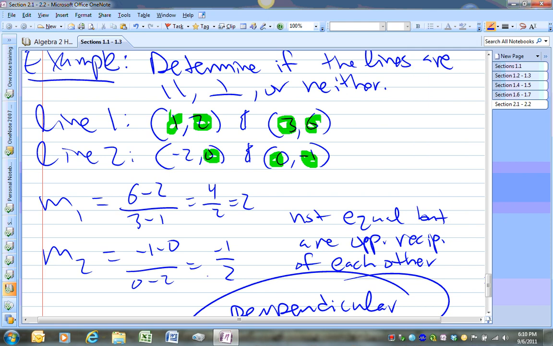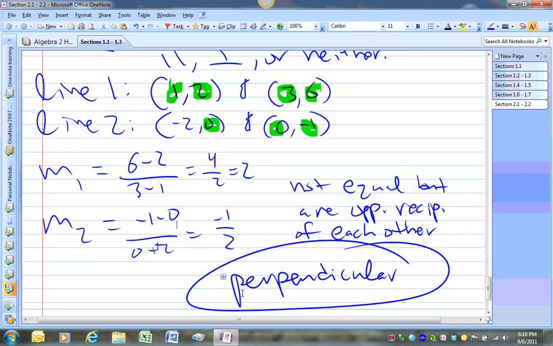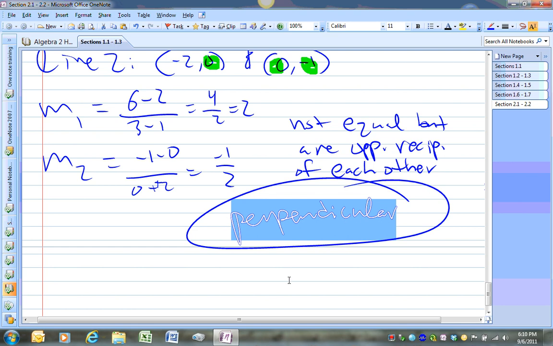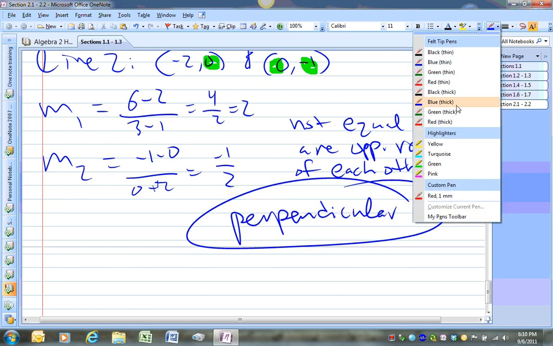Okay, so maybe it's a blessing in disguise that my video didn't get uploaded the first time. So that becomes actually 0 plus 2. So that's still fine. We still get -1/2. And clearly these slopes are opposite reciprocals of each other. They're not equal, but they are opposite reciprocals. Therefore, it's perpendicular.